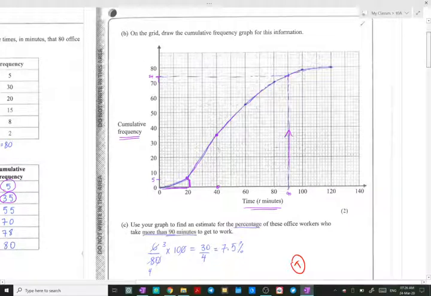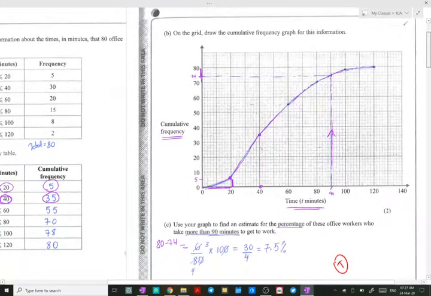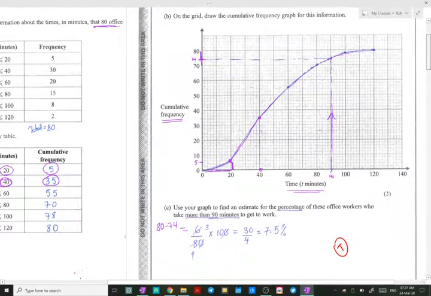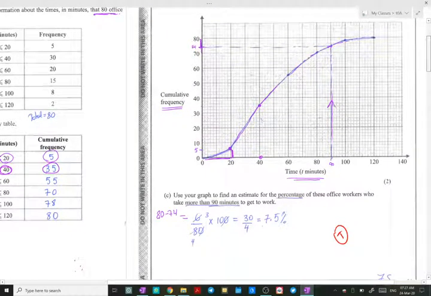So more than 90 minutes are the remaining workers that are found here. So 80 minus 74 is equal to 6 workers. So these 6 workers take more than 90 minutes to get to work. In order to find their percentage, you divide by the total number of workers, which is 80, and multiply by 100 to get the percent. Using your calculator, because this is a 2H paper, you can find that the percentage is 7.5%.